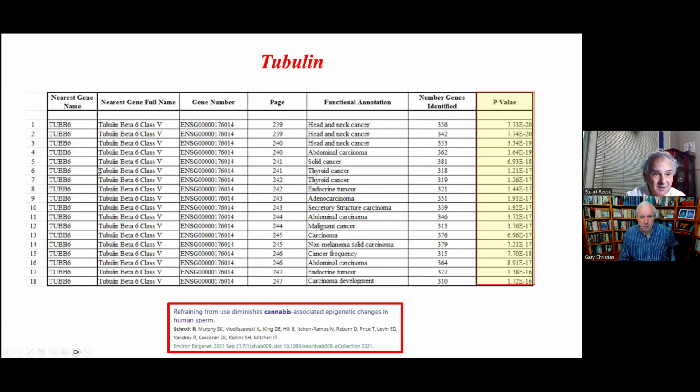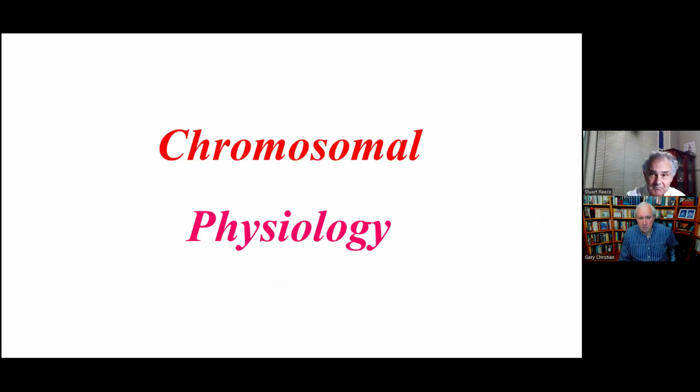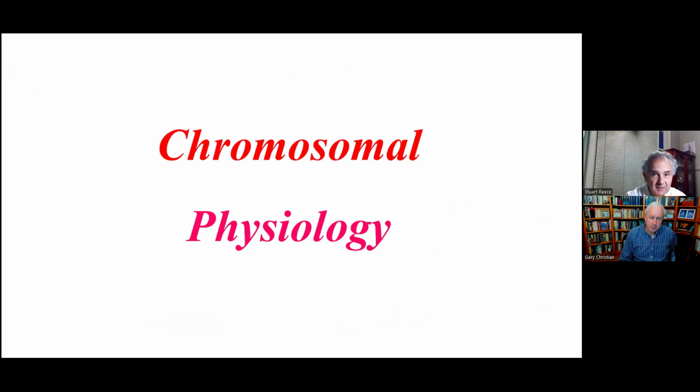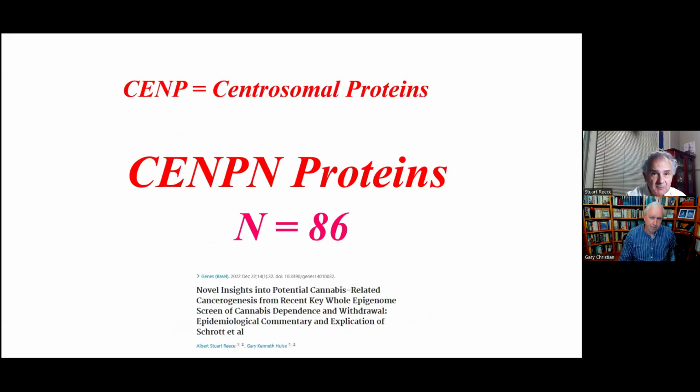And this is some of the hits from the EWAS study with the p-values. As you can see, they're vanishingly small, 10 to minus 20, even when you correct for multiple testing, because with an EWAS you've got a lot of hits. And the smaller, the more significant, right? Correct. Now let's talk about chromosomal physiology.